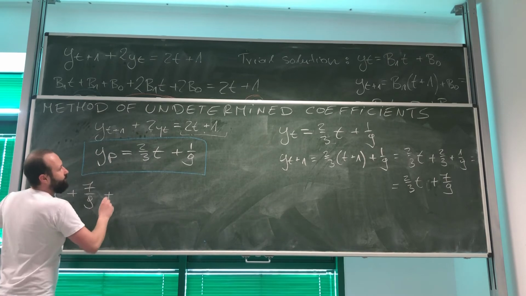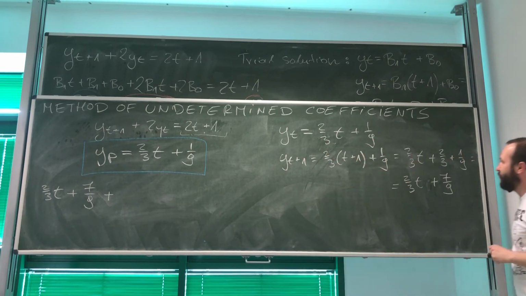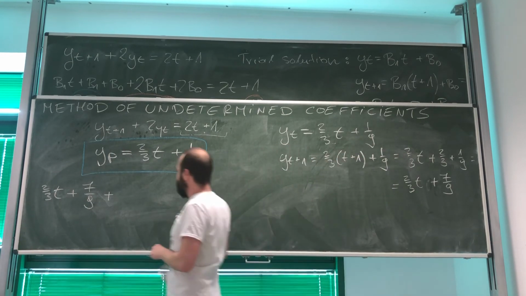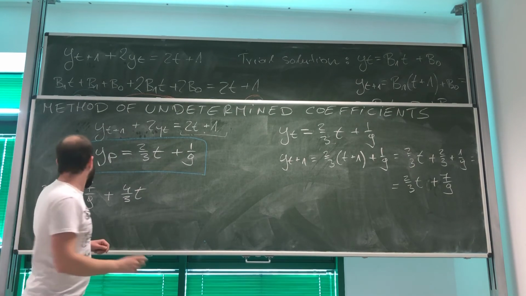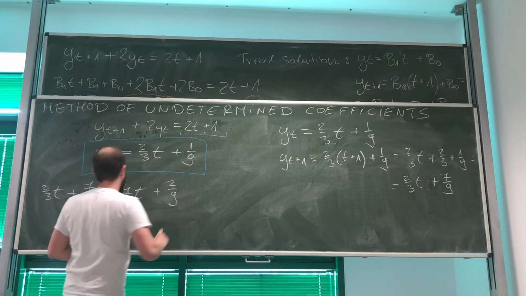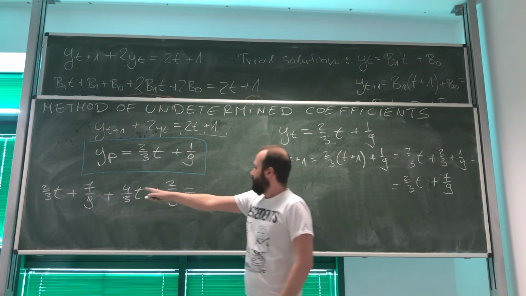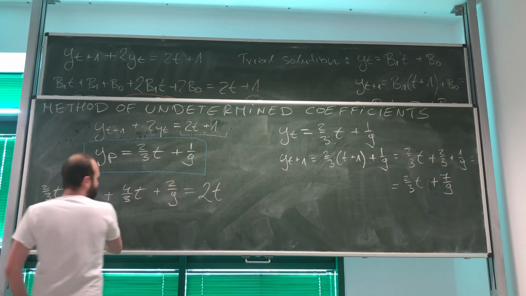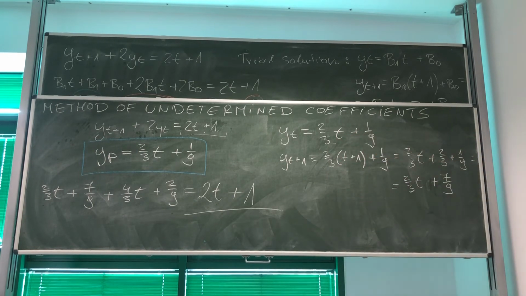Then plus, we need to multiply everything here by 2, right? Because we have 2 up front. So we get that this is 4 over 3t plus 2 over 9. Correct? So, adding up those two will give us 2t, and adding up those two is giving us 1. So we clearly see that our solution is correct.